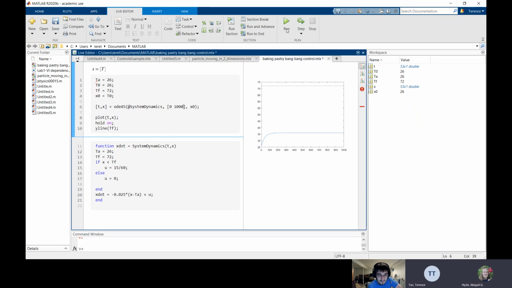Whoa, wait. It finds another area to stabilize at. Okay, that's odd. So I think what's happening is... wait, it shouldn't. I guess that's when the cooling and heating balance out. Yeah, so I guess it's not powerful enough to exceed the natural cooling of our pastry. So it just never makes it up. Okay. Well, it's good to know.